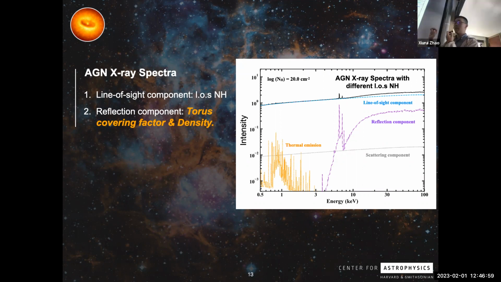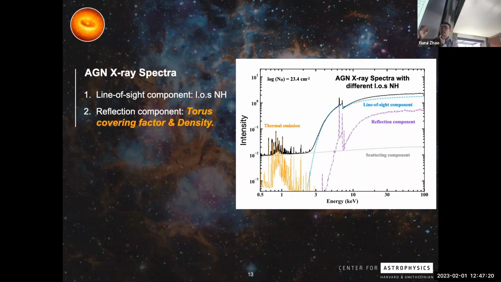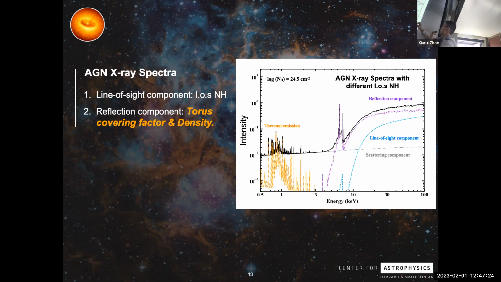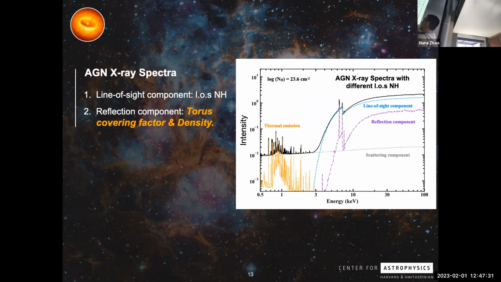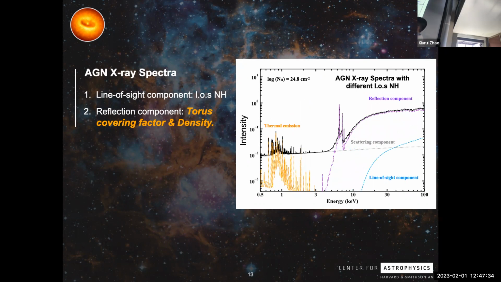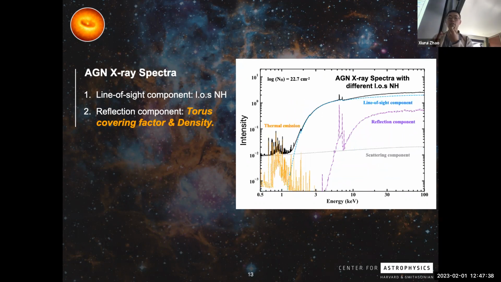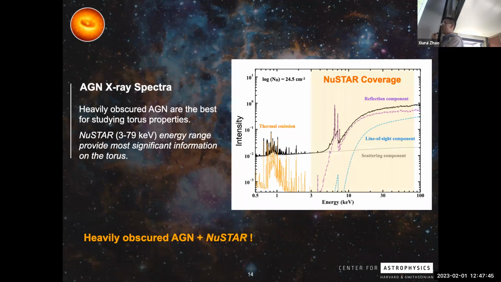Here I will show an animation of varying the line of sight column density of the line of sight component, and I will keep the reflection component the same, to make things very simple so you can compare easily. So you can see that as the line of sight obscuration, or line of sight column density, increases, this line of sight component is heavily absorbed and weakened. But in the heavily obscured regime, like here, the purple reflection component really dominates the whole X-ray AGN spectrum. So the heavily obscured AGN is actually the best sample to study the AGN torus.